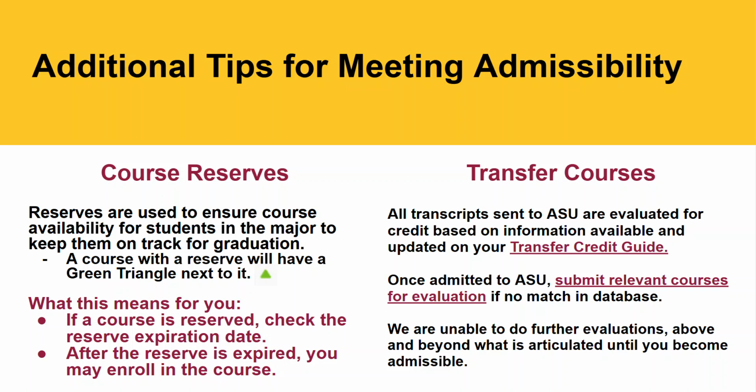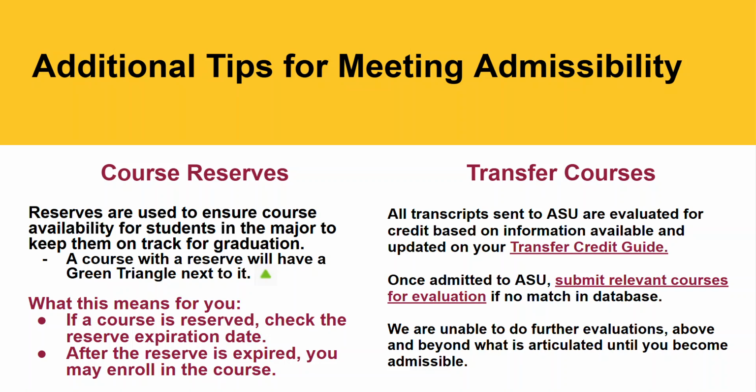Some additional tips for meeting our admissibility is course reserves. Reserves are used to ensure courses stay available for students in the major to keep them on track for graduation. A course with a reserve will have a green triangle next to it. So, if a course is reserved, check the reserve expiration date, and after it is expired, you can enroll in the class as long as you meet any other prerequisites.